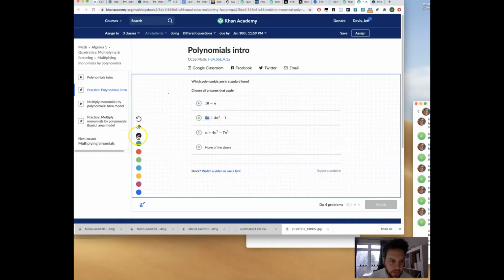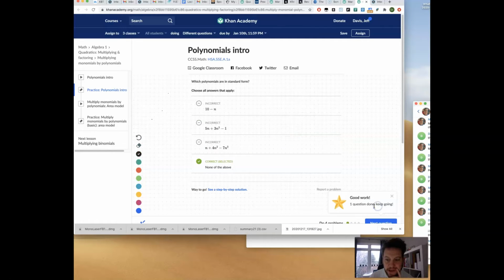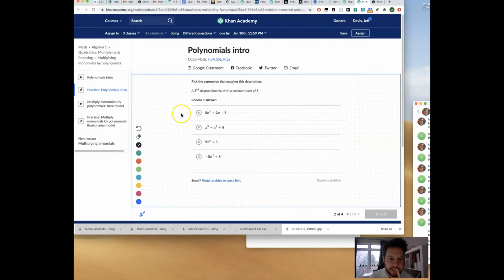This is a power of 1, 3, and then this is 0, so it's not getting smaller. This is 1, 2, and then 3, that's getting bigger, so actually none of these are. What you want is the powers to go in descending order, biggest to smallest.